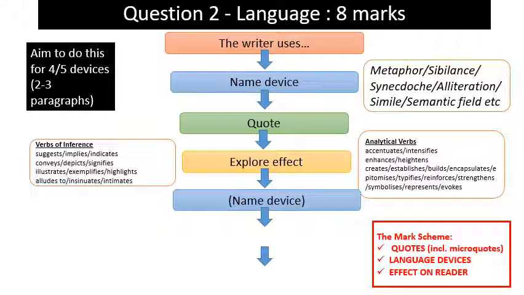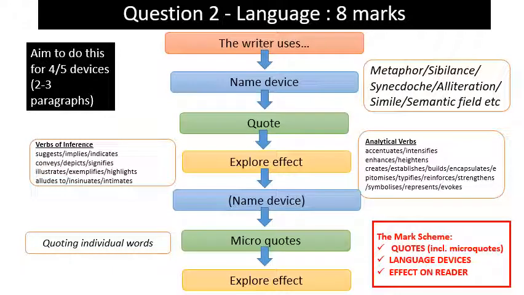And so there are some verbs of inference on the left-hand side, but there are some verbs of analysis too. And actually the ones on the right-hand side might help you more effectively to talk about the effect on the reader. But then I'm going to name a smaller device or a single word, the use of the word something suggests, or the use of the abstract noun, put in the quotes, suggests, okay? And I'm going to give my micro quotations, and again, I'm going to explore the effect.